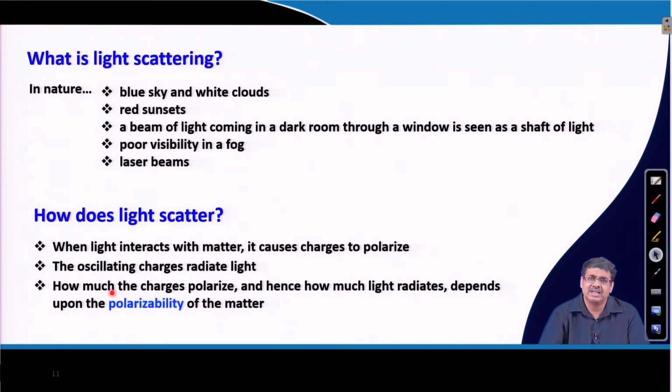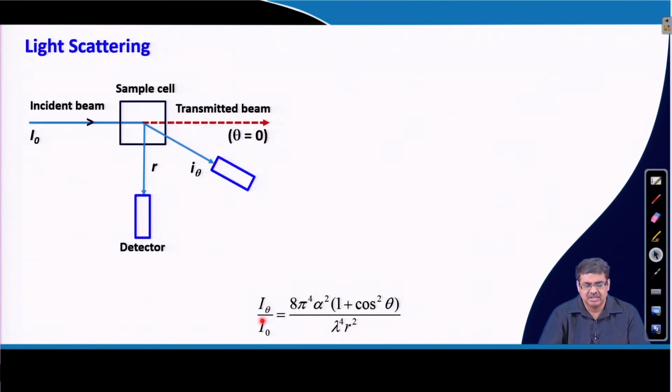How much light will scatter, or the intensity of the scattered light, will depend upon the extent of polarization induced by the incident light, and that depends on the polarizability of the matter. Hence, the intensity of the scattered light will depend on the value of the polarizability of the matter.